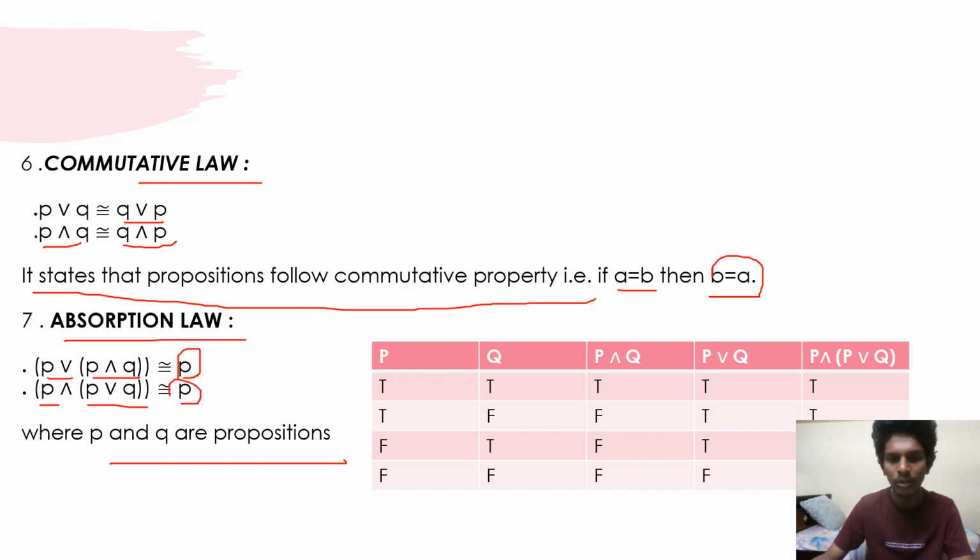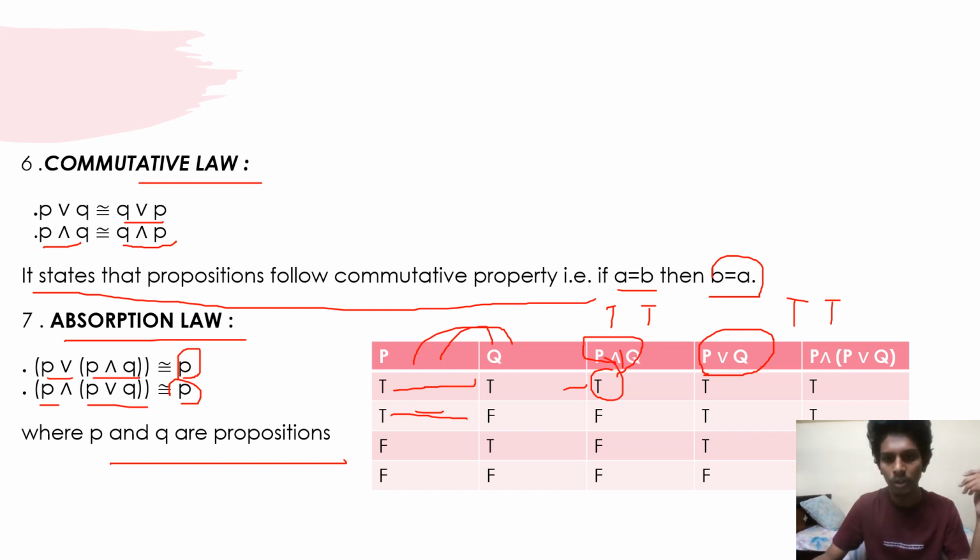As you see in this truth table, for P and Q the truth values are true true, true false, false true, false false. If we do P and Q, as you see in this truth table, here and means both values should be true, then only we'll get true. For P or Q, any one value should be true, so that we will get the resultant value as true.